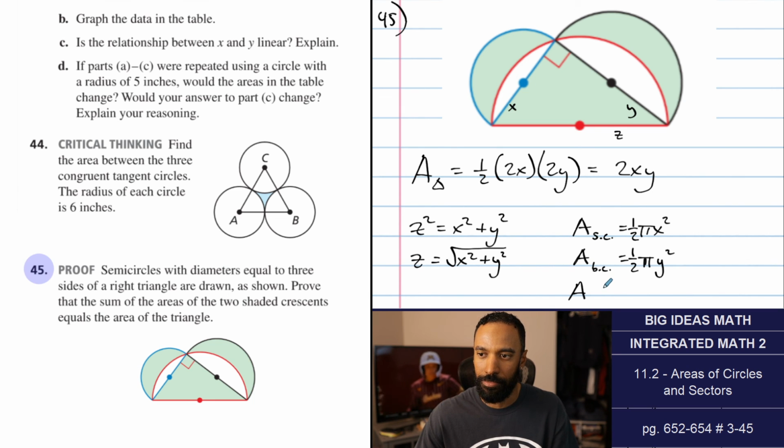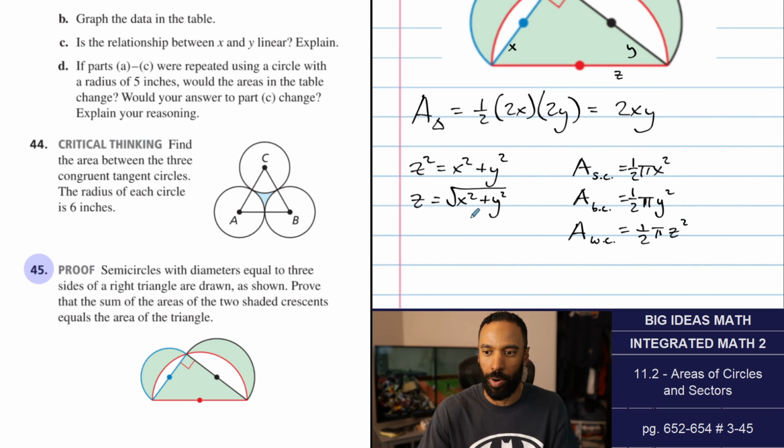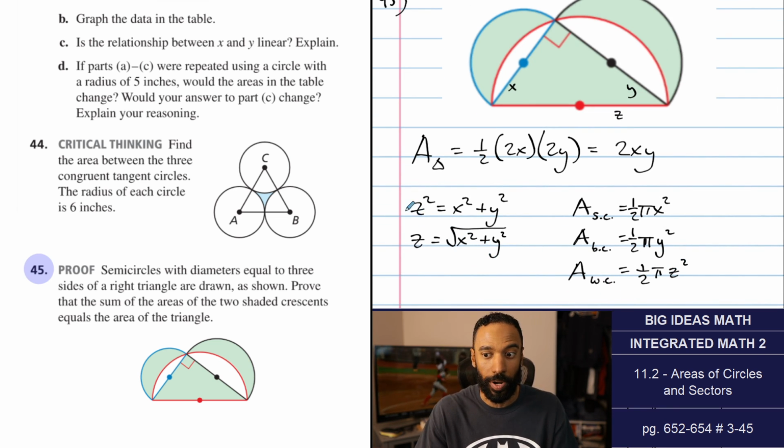And the area of the white circle is 1/2, because it's a semicircle, pi times z squared. Now z is the square root of x squared plus y squared, which when I square it, okay, I guess I don't need this part. I just need z squared is x squared plus y squared.